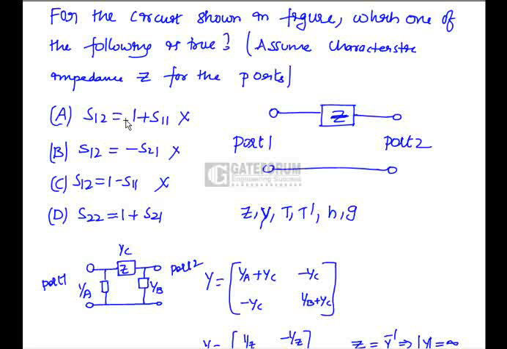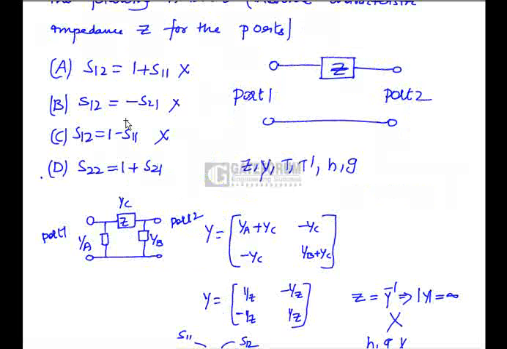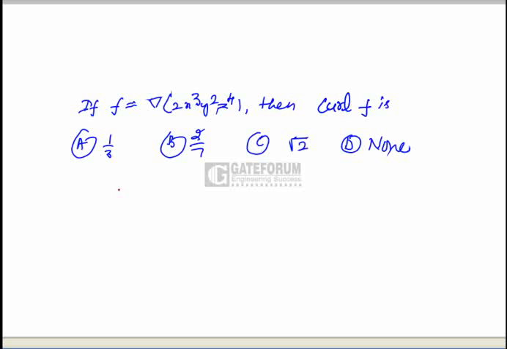Now look at the fourth option there. S22, that is 1, is equal to 1 plus S21, that is 0. So this one is satisfying. Option D is correct.